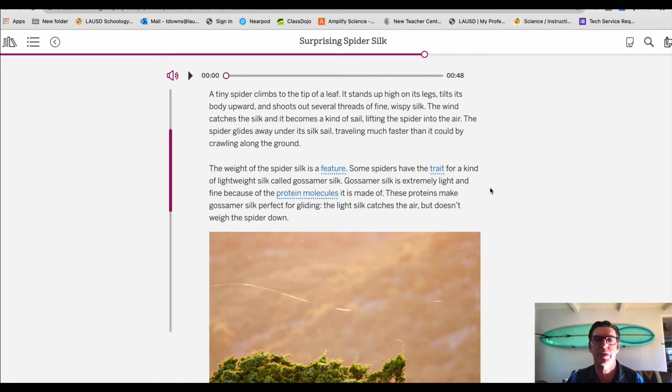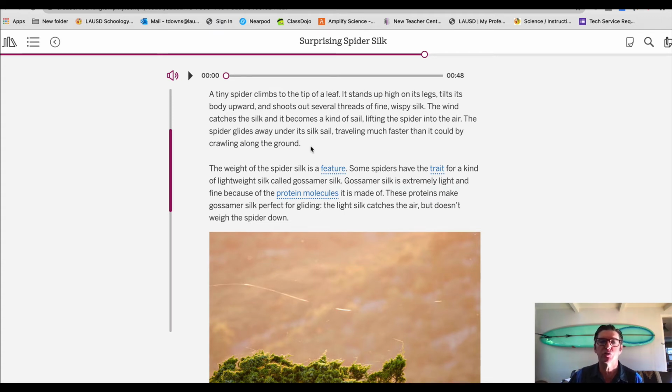Okay, we're going to stop here. I'm going to leave this screen up. So show us, in this short little text, which is not that difficult, share either something from the article before or this section here, something you learned about silk, the traits, how it's different, and how protein molecules are the reason that the silk is different. So just share something you've learned from the article.